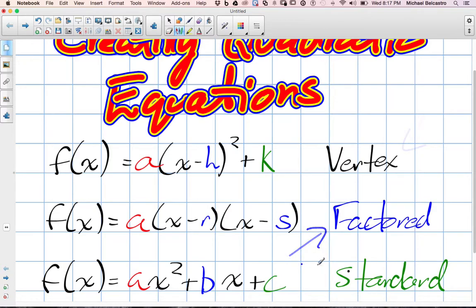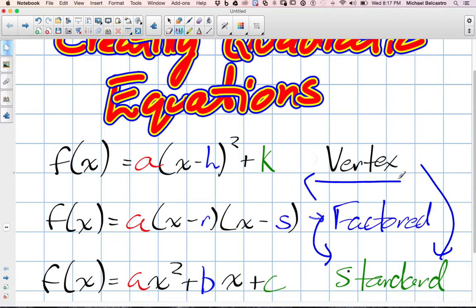I can barely think of any coordinates where it'd be easiest to build standard form from it. It's usually easiest to build vertex and factored, and then if you need it in the standard form, you do some kind of conversion from there or to there, depending on which is easier.